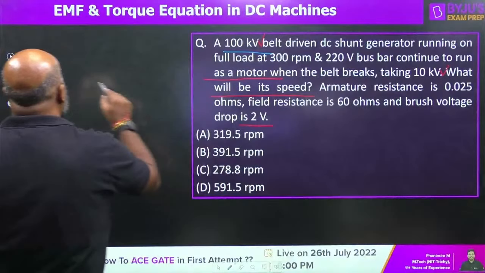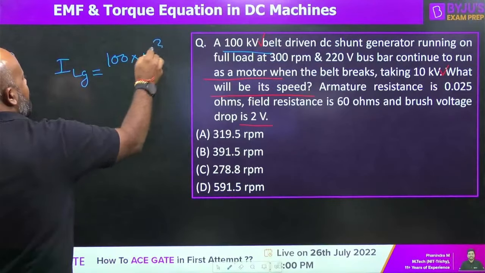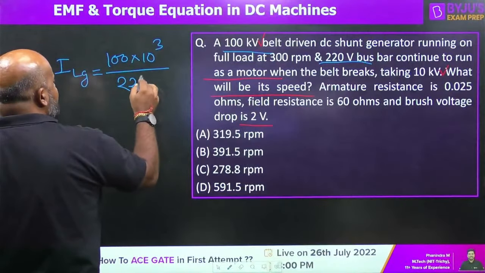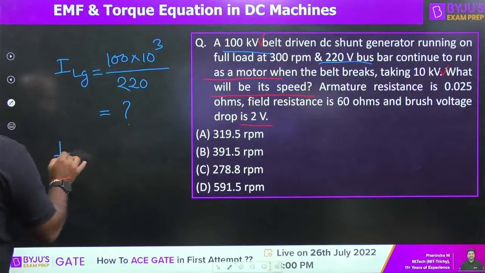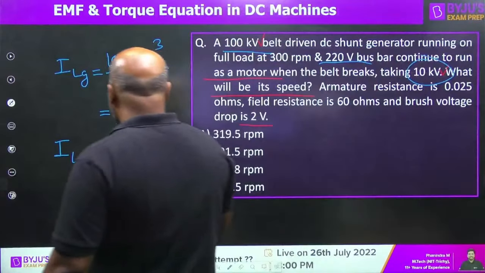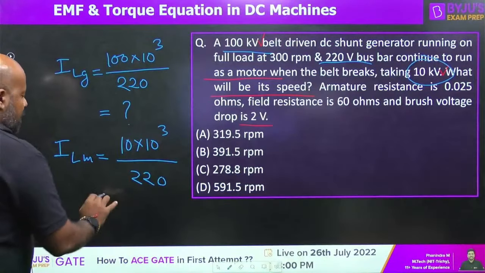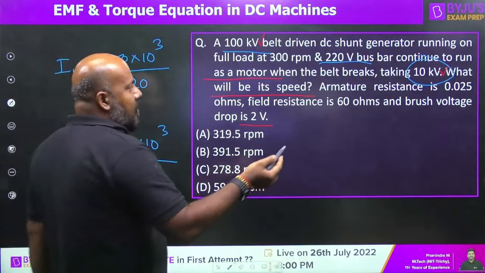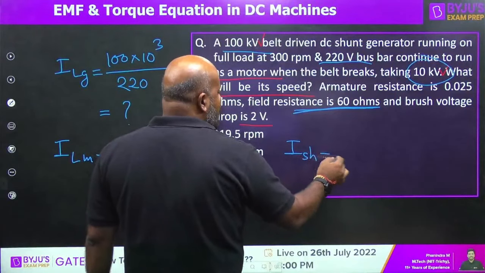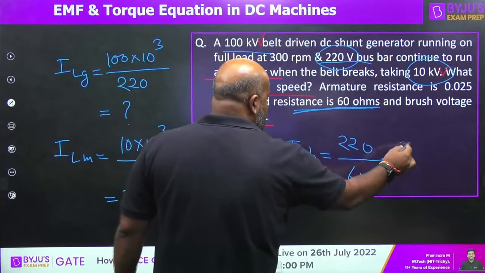In case of shunt generator, what is going to be the load current? Rating is given as 100 kilowatt divided by the voltage. What is the operating voltage of the bus? It is 220 volt. Solve it. What is the line current in case of motor? What is the rating mentioned? It is 10 kilowatt, so 10 kilowatt divided by the line voltage 220. Now shunt field current you can find. Supply voltage is mentioned. What is the shunt field resistance? 60. You can solve it.